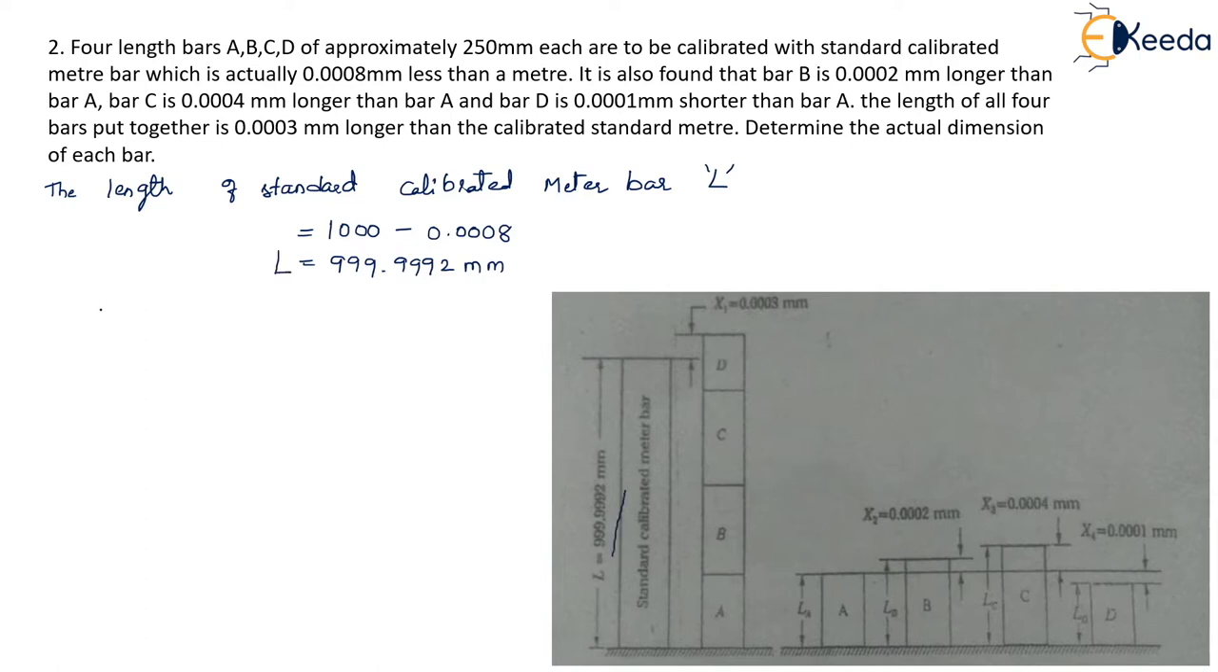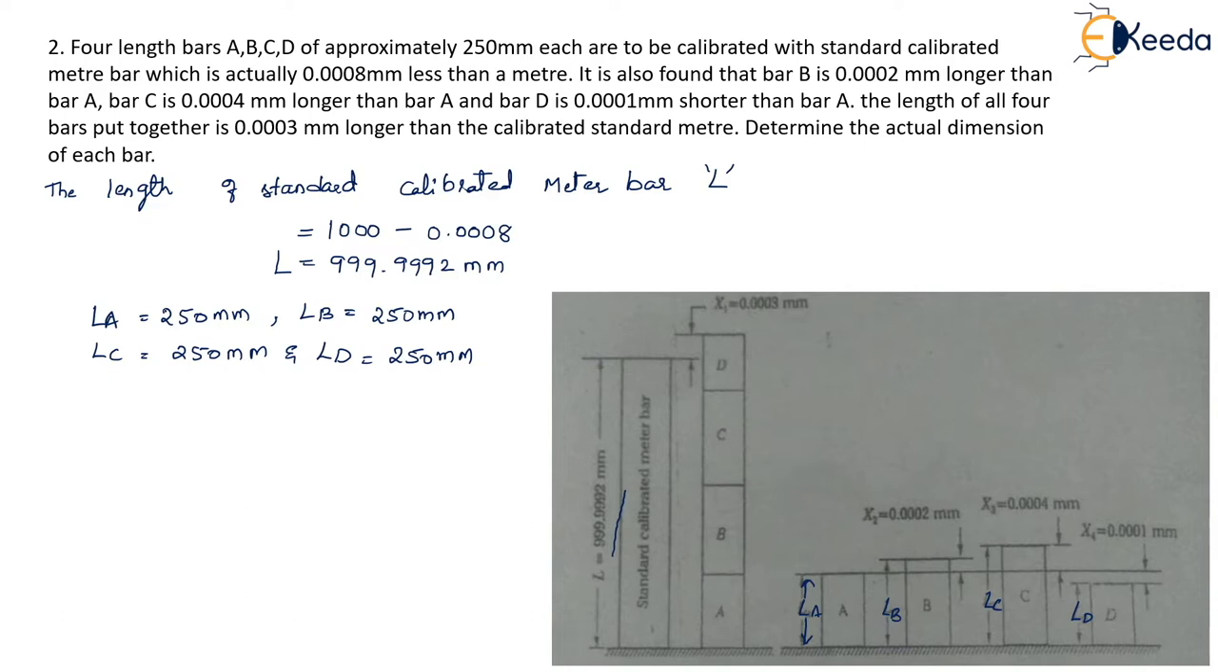So now they have already given LA is equal to 250 mm, LB is also 250 mm, LC is 250 mm and LD is 250 mm, which is the length of bar A, bar B, bar C and bar D respectively. So this is LA, length of bar A. Same way, this is LB, LC and LD whose values are 250 mm respectively.